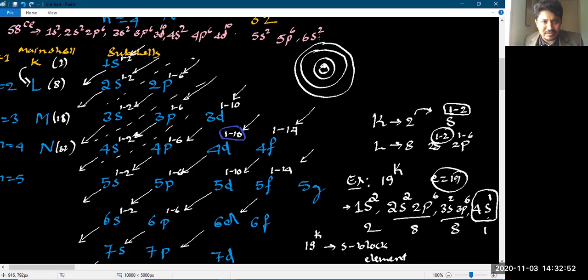After finishing here, count the number of electrons: here 2, here total 8, 6 plus 8, 8 plus 10 is 18. Now 4s, 4p, 4d. We should wait for the electronic configuration.